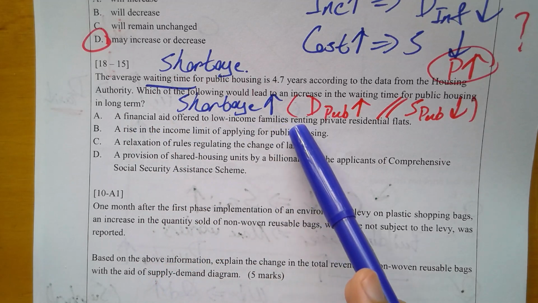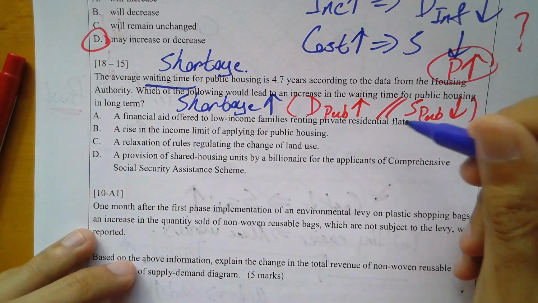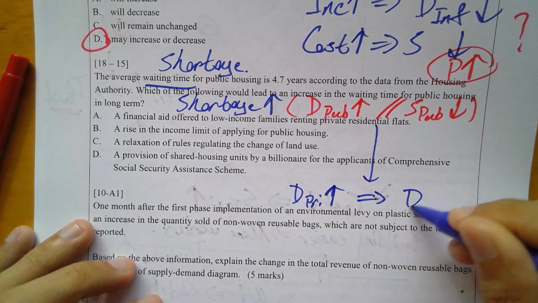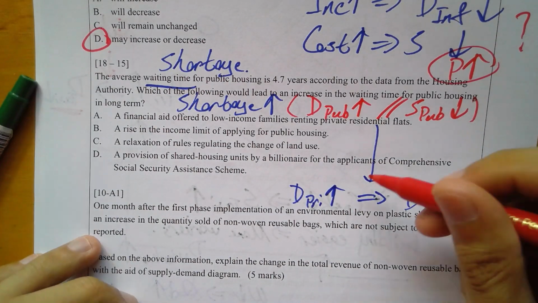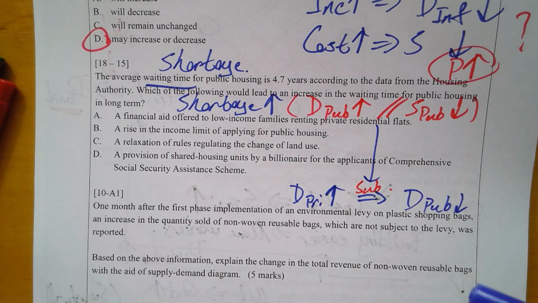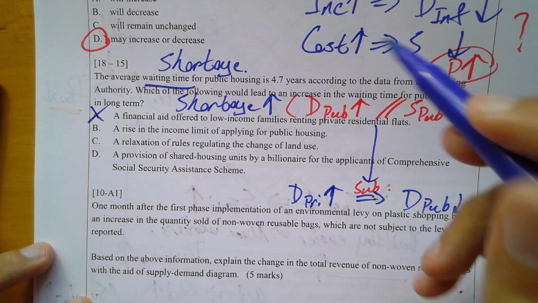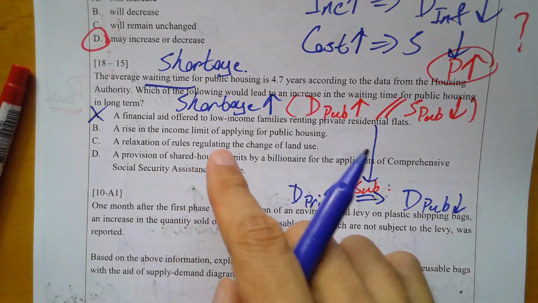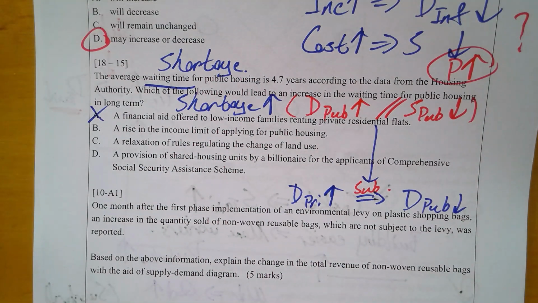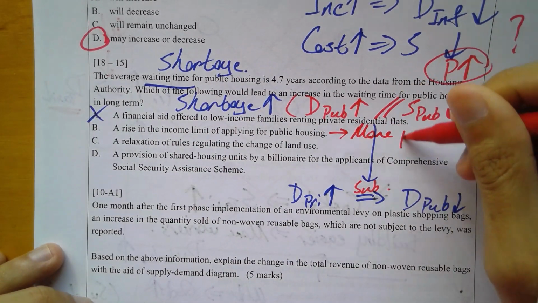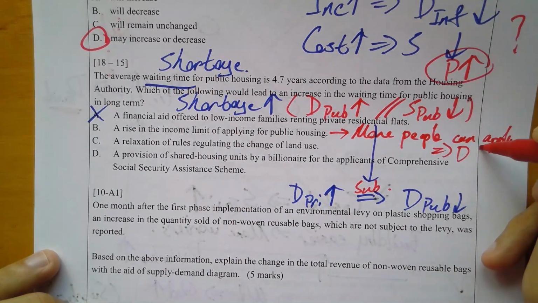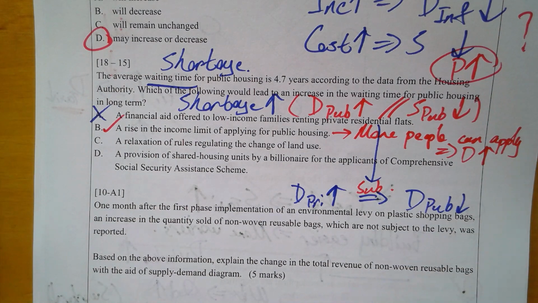A. Financial aid offered to low-income families renting private housing. If there is financial aid, what does that mean? That means demand for private housing would increase. So, demand for public housing would decrease. Why? Substitute. It has come up so many times, right? But unfortunately, this is not the answer we want. We need demand to increase. Rise in the income limit of applying for public housing. Income limit, the upper limit of income. Okay? Rise in the income limit. When we have a rise in the income limit, meaning more people can apply. When more people can apply, it means demand for public housing would increase. So I think B is the answer we want. But let's look at C and D first.